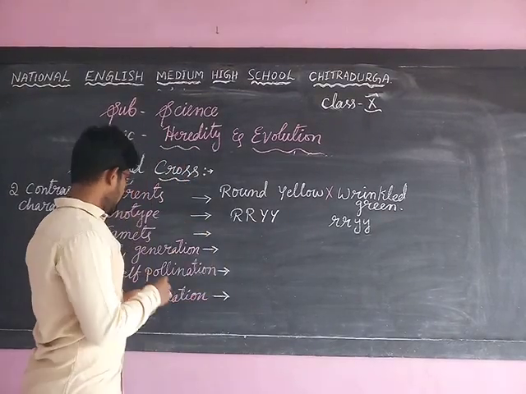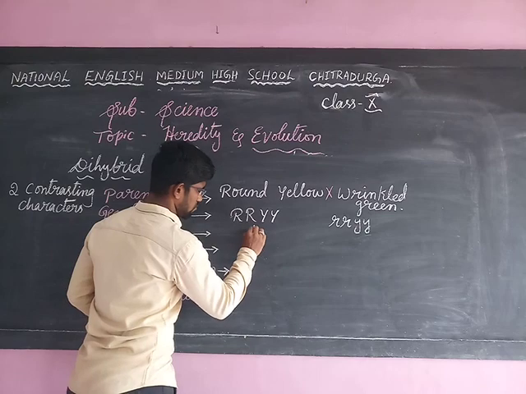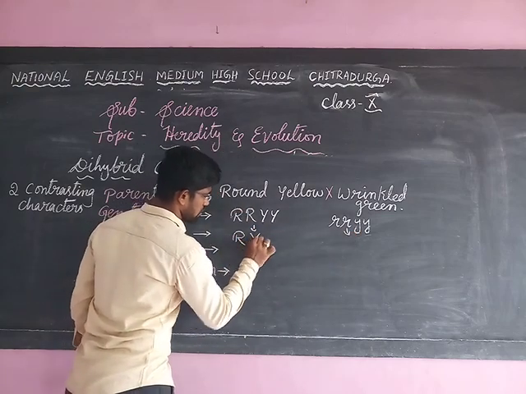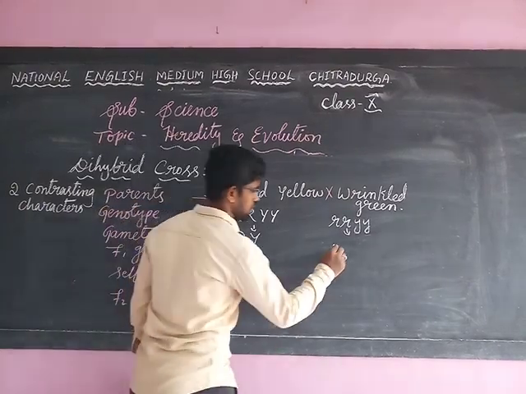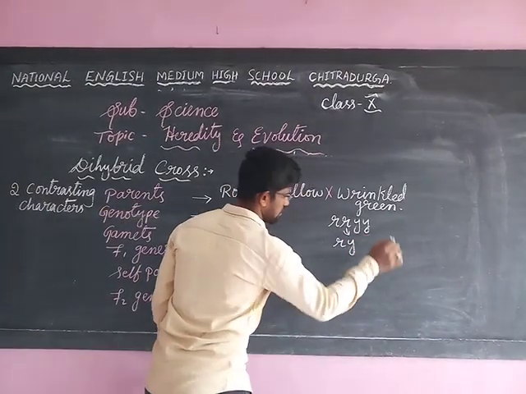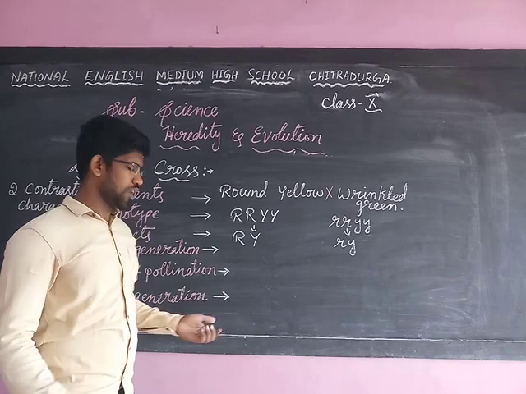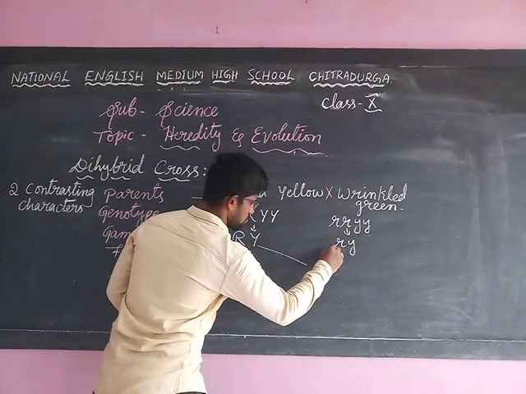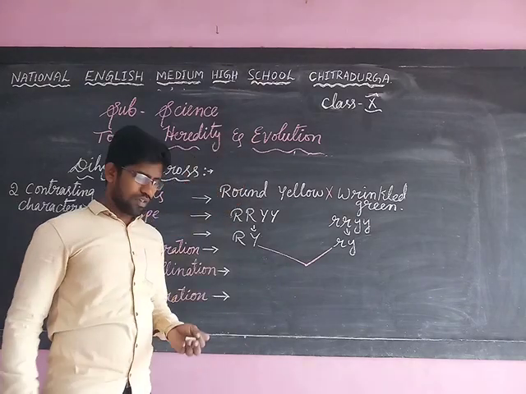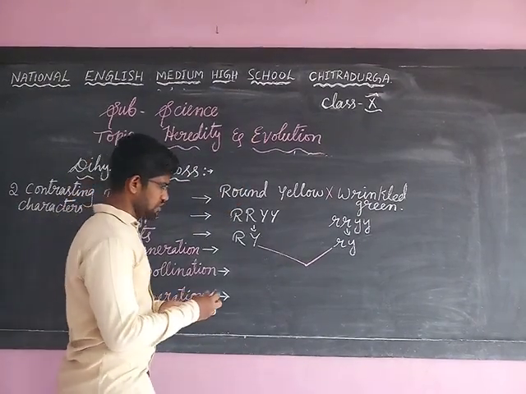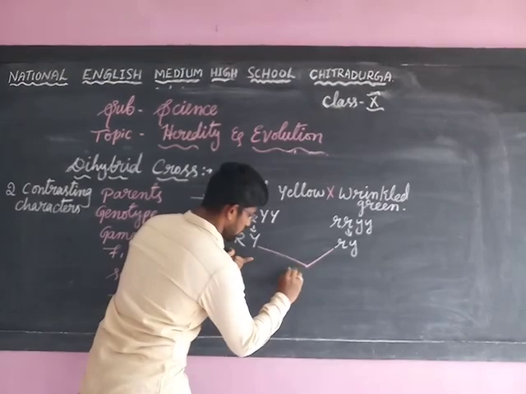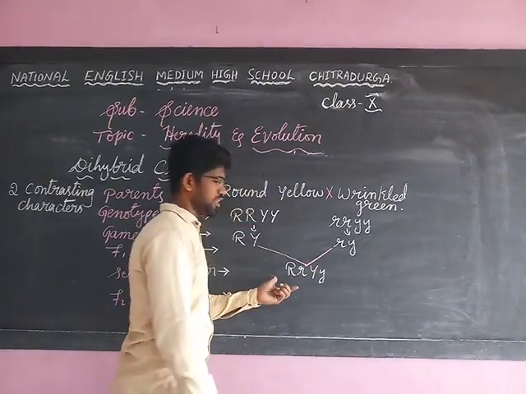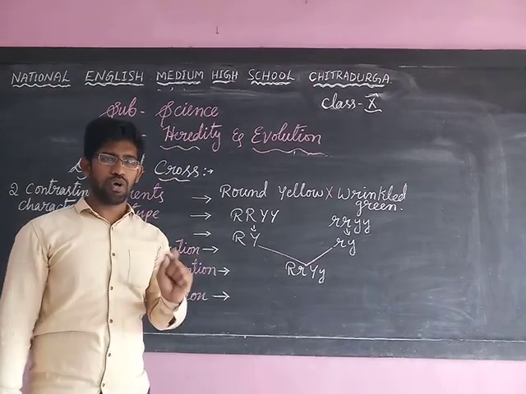Understood? Then next, I have taken the gametes, single characteristics: single capital R, single capital Y, and from the other parent, single small r, single small y. After that they undergo cross pollination, and we get the F1 generation, which is capital R small r, capital Y small y. So it is also called the F1 progeny.